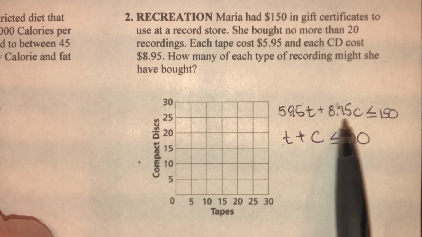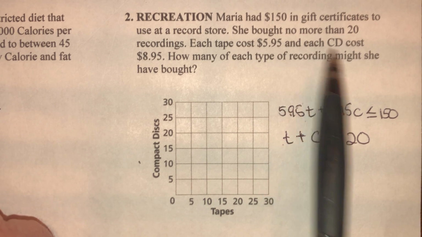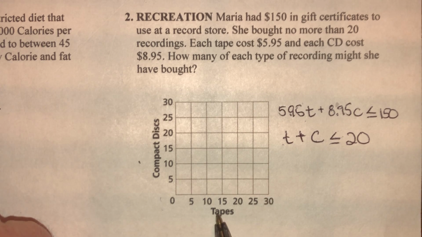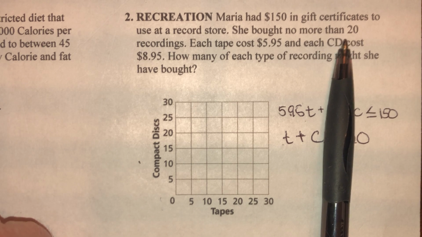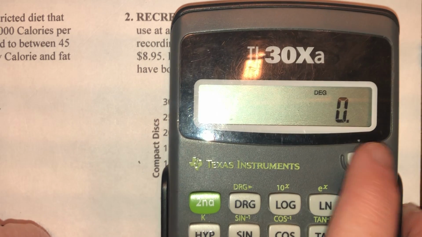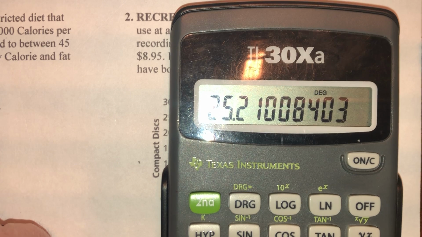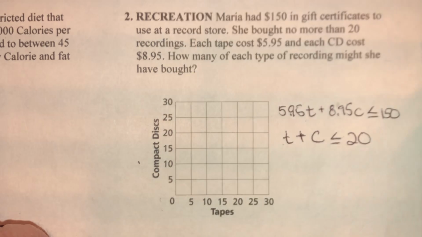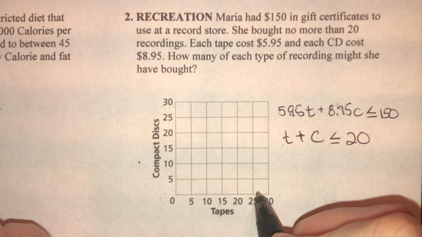All right, so to graph these, they're kind of like standard form. I'm going to figure out the intercepts. So to find the tape intercept, T, I'm going to cover up C. 5.95 T is less than or equal to 150, so 150 divided by 5.95 equals a little over 25.21.